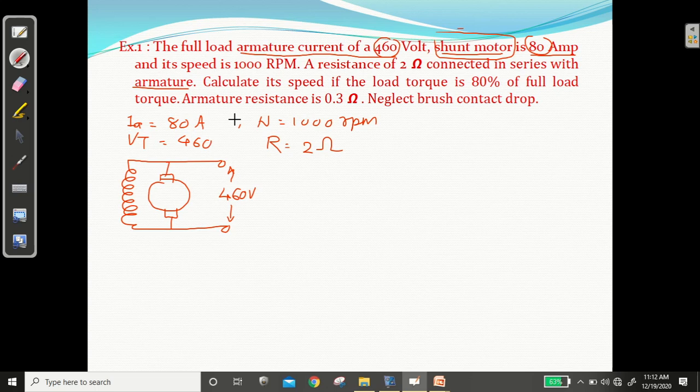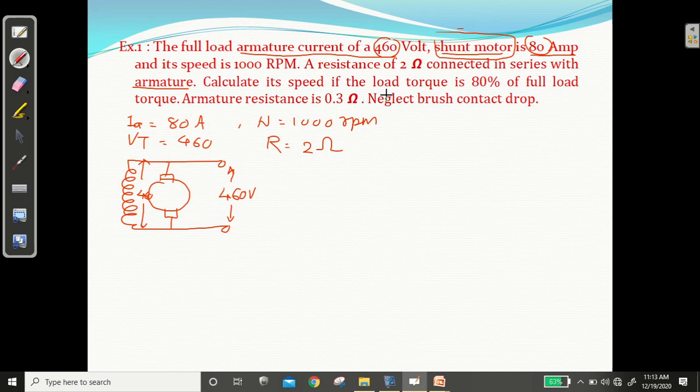Whenever you are controlling the armature, you are not controlling anything here. The voltage will remain the same, 460 volt. The field will be the same, the field current will also be the same. When you control in series with the armature, only the armature current will change. Nothing changes here.